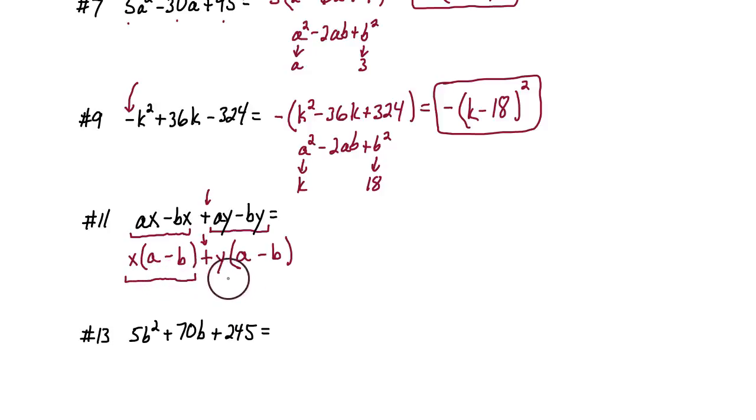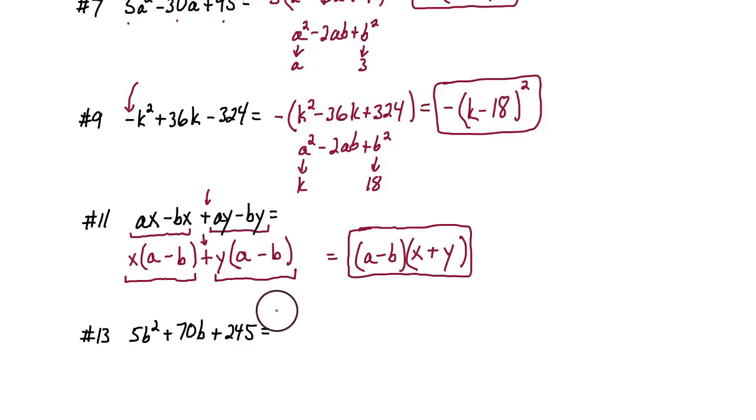Here's the first term, and then after the plus sign, here's the second term. Both of those terms have a greatest common factor. That is the binomial a minus b. So write down that greatest common factor and follow it up with a set of parentheses. A minus b times what makes x a minus b? We need the x. A minus b times what makes the y a minus b? We need a positive y. Here's the factored form.